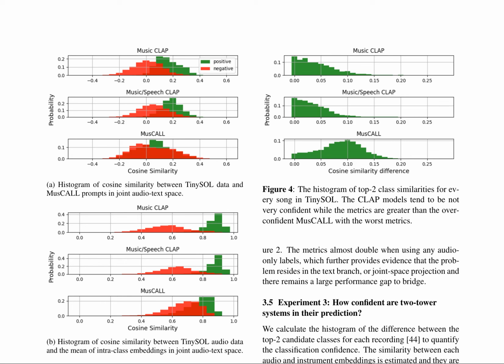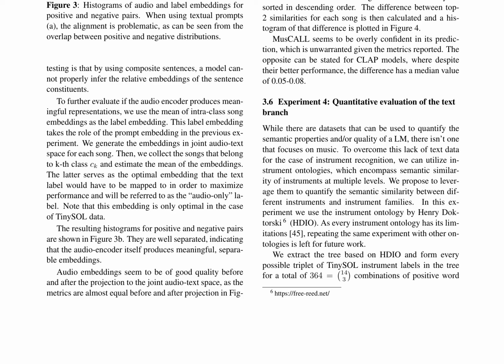Experiment 4 evaluated the text branch of two-tower models using instrument ontologies. Since there are no dedicated music datasets, the researchers employed Henry Doktorski's instrument ontology, HDIO, to quantify the semantic similarity between instruments and instrument families. By extracting the HDIO tree and forming every possible triplet of TinySOL instrument labels, they generated 364 combinations of positive word pairs. This experiment is crucial for understanding the semantic properties and quality of the language model used in the text branch, which could lead to improvements in the overall performance of two-tower systems.